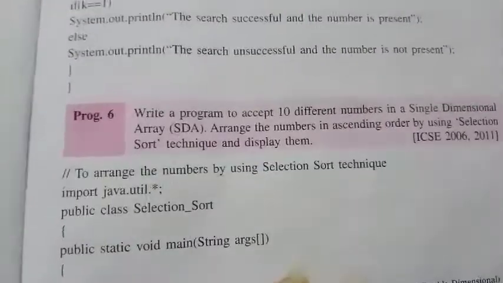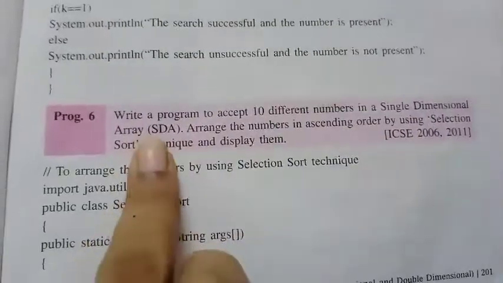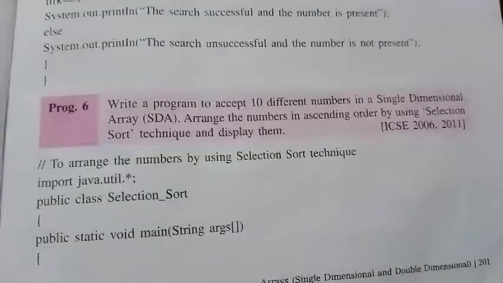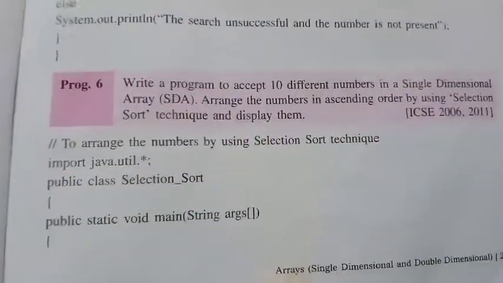Next is your program 6. Write a program to accept 10 different numbers in a single dimensional array. Then arrange the numbers in ascending order by using the selection sort. Now we are going to write the program for your selection sort.